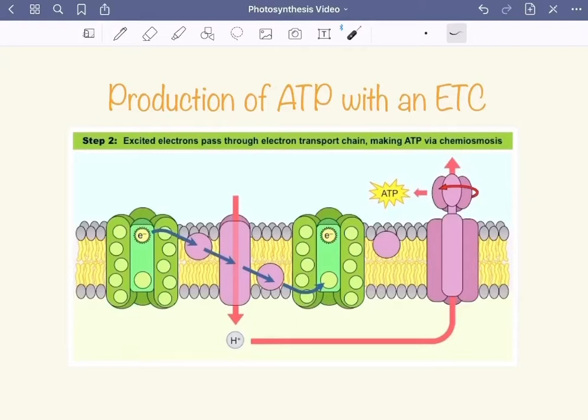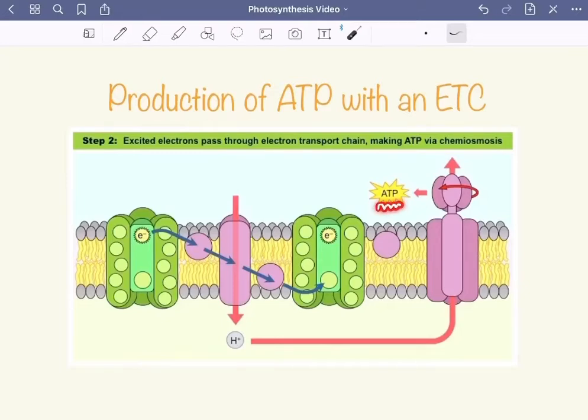The hydrogen ions return to the stroma along the proton gradient, through the transmembrane enzyme ATP synthase, a process called chemiosmosis. ATP synthase uses the passage of hydrogen ions to catalyze the synthesis of ATP from ADP plus Pi. This process is called photophosphorylation, as light provided the initial energy source for ATP production.